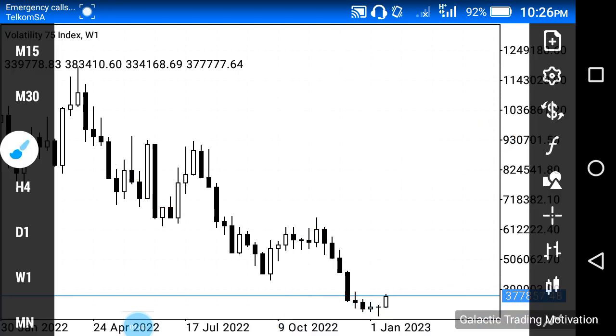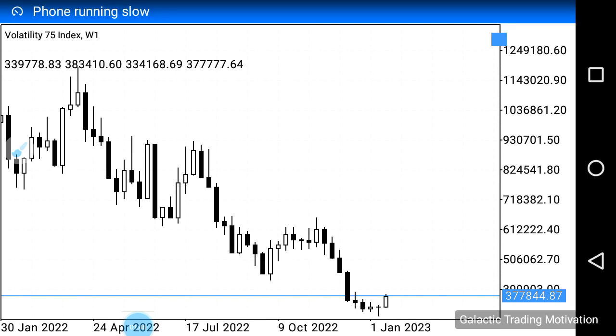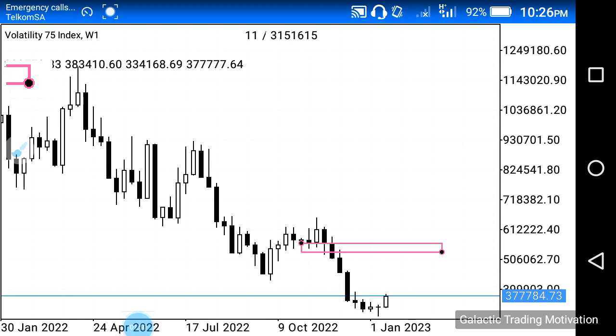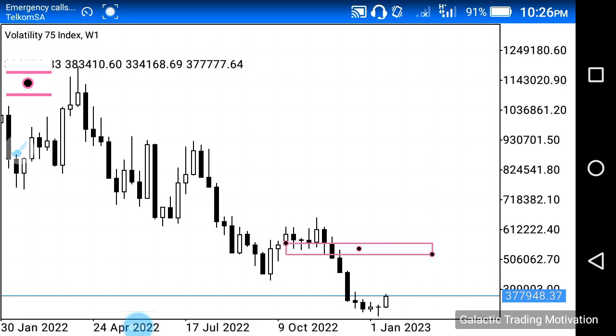In fact, let me just add a neckline to that M structure. Just bear with me, guys. We could say that more or less this is the neckline of that M structure, and just remember that necklines are areas and not so much an actual line, right?